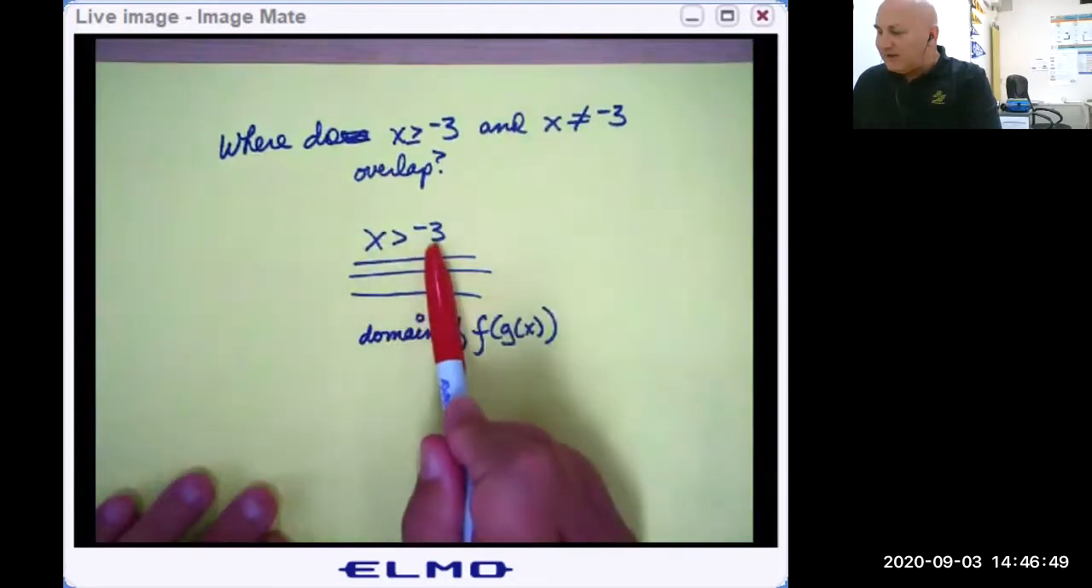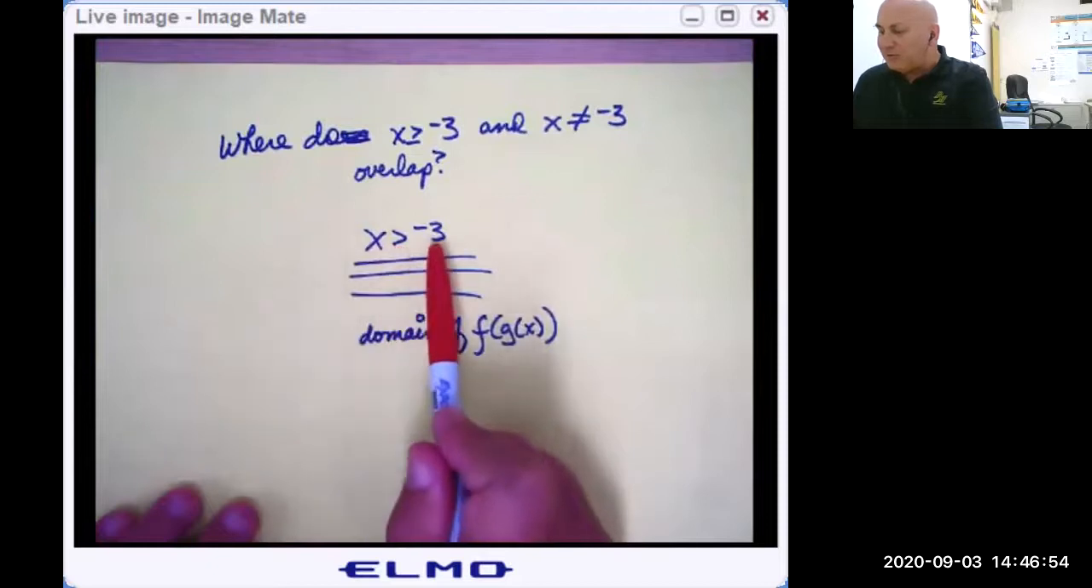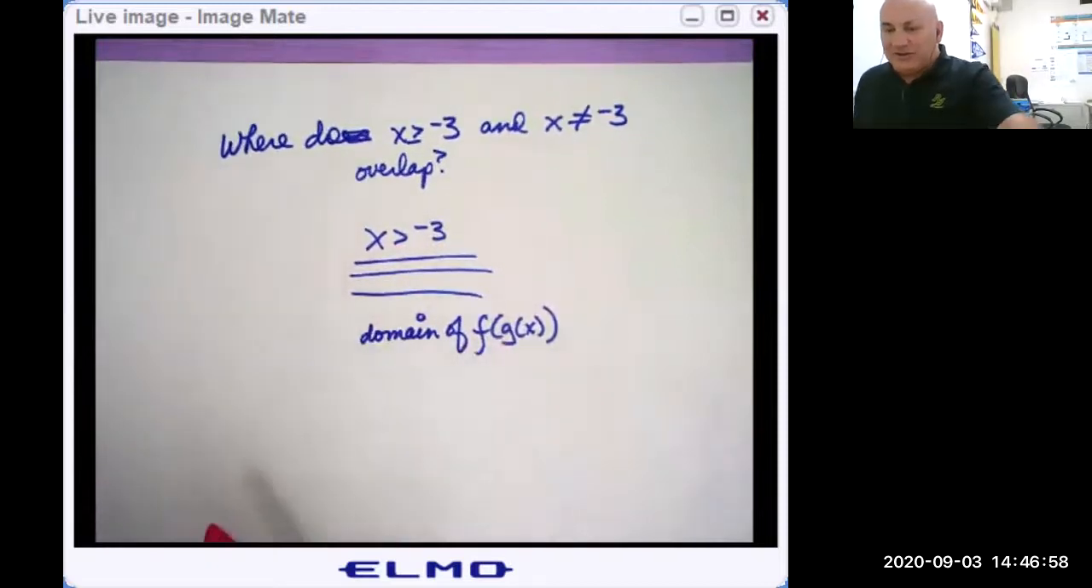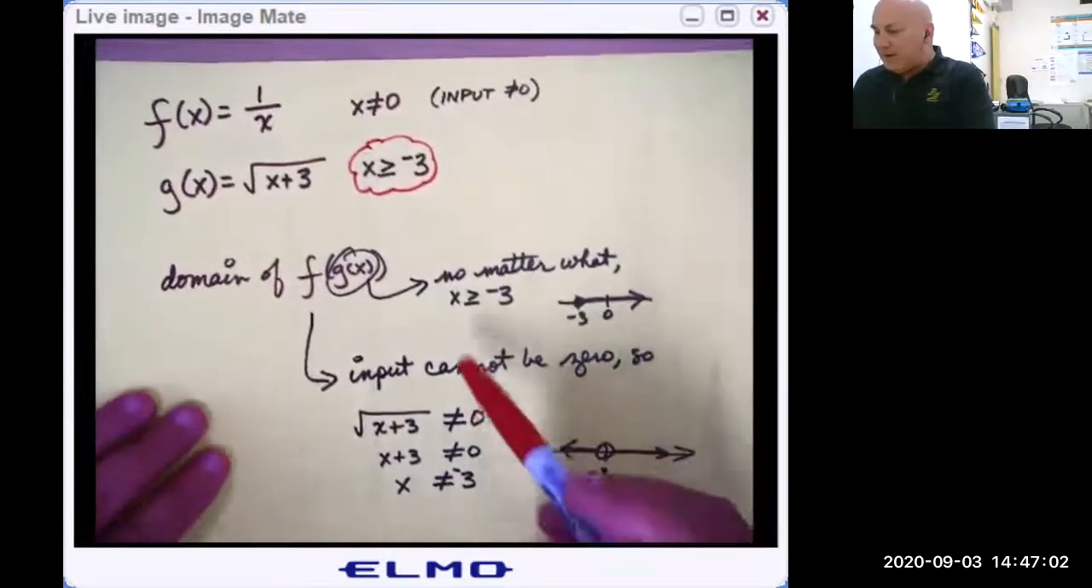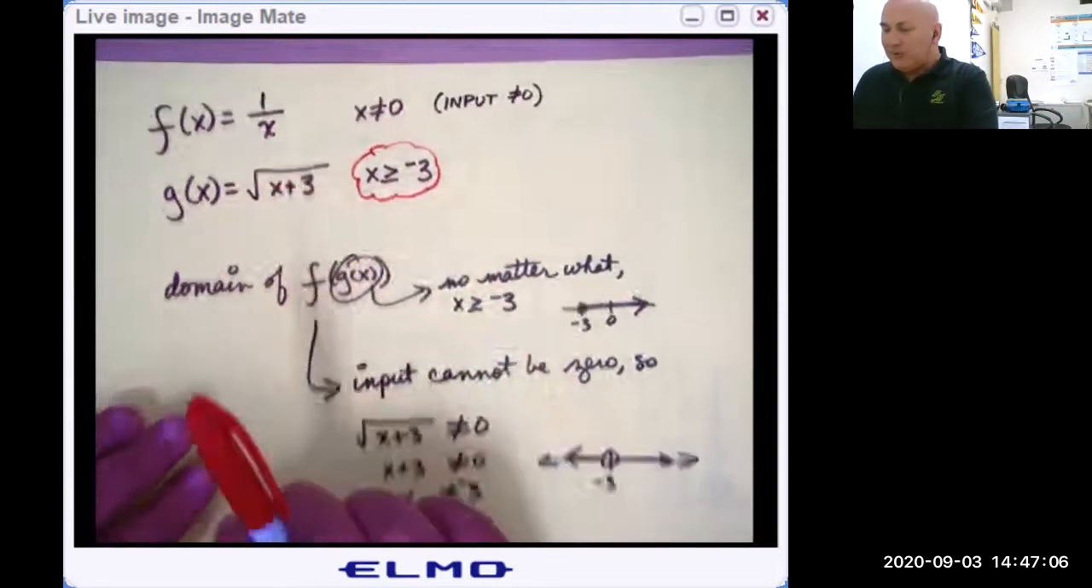X is greater than -3. Not greater than or equal to, just greater than -3. That is the domain of the composite function, and you'll notice that nowhere did I ever find the composite function itself, which is 1 over the square root of x plus 3.